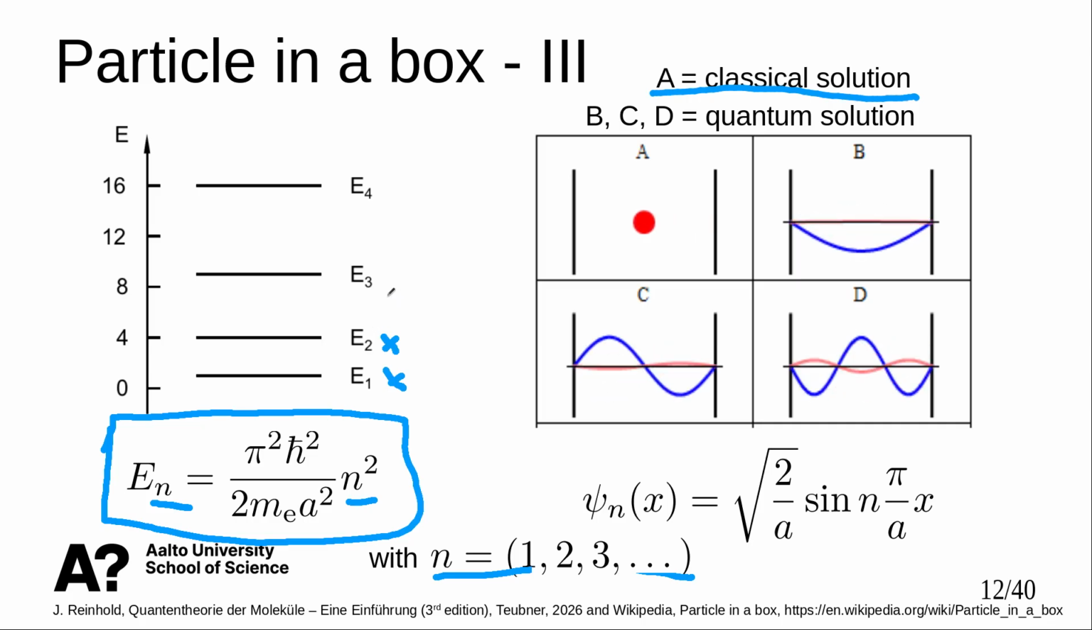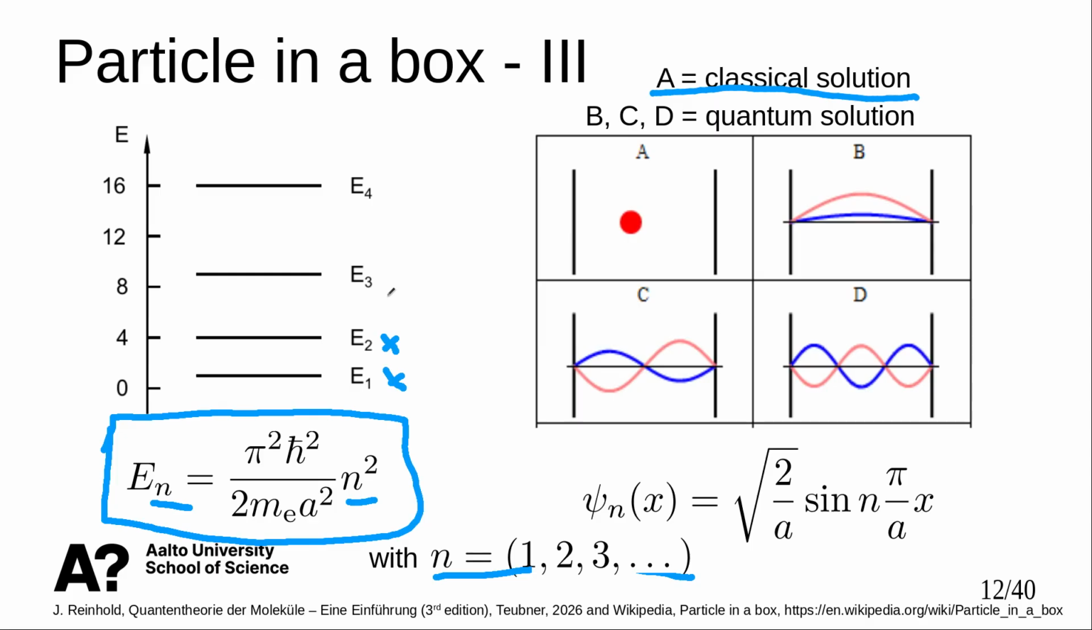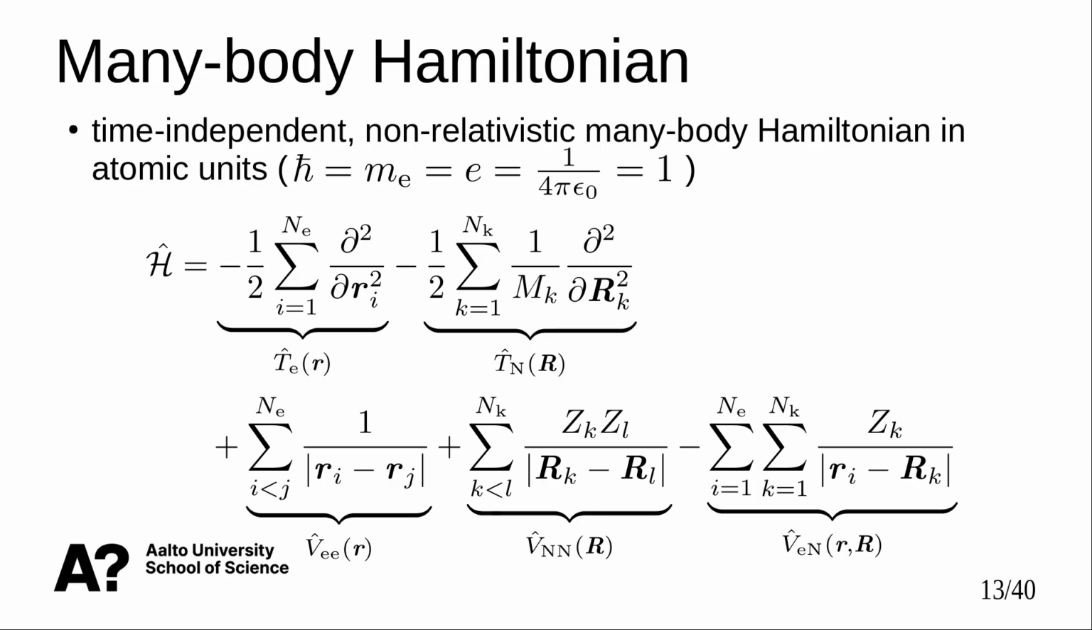So we can solve the Schrödinger equation, and it gives us that quantum state we assumed in the beginning. But now, moving to material science, our Hamiltonian looks a bit more complicated than for the one-dimensional particle in the box case, and our time-independent and non-relativistic many-body Hamiltonian looks like the following.